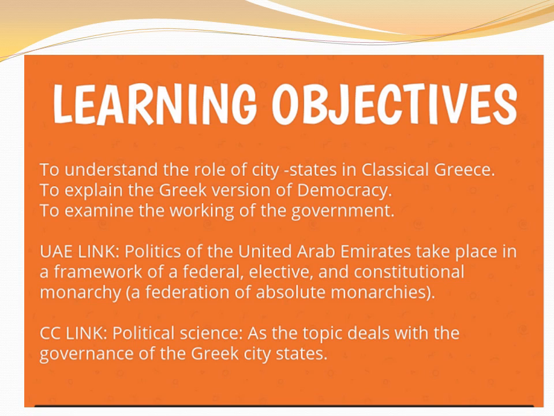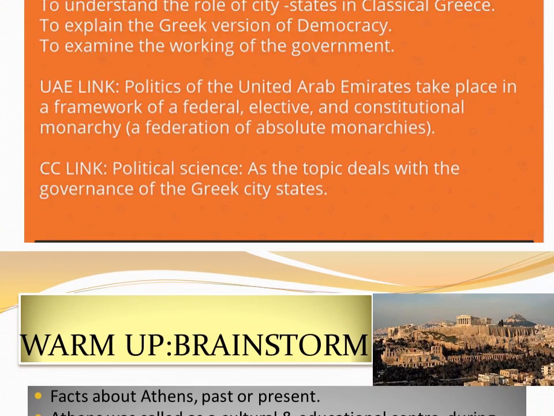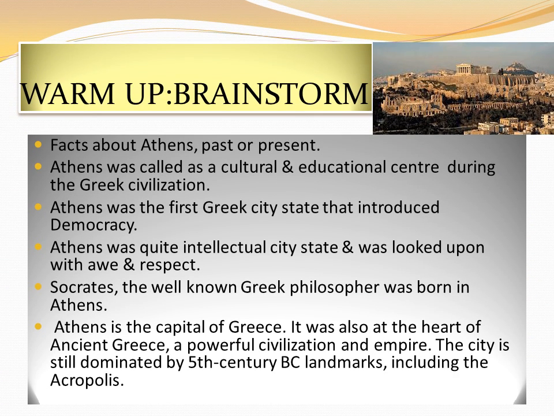The U.A.E link. Politics of the U.A.E takes place in a framework of a federal, elective and constitutional monarchy. That means it is a federation of absolute monarchies wherein the kings of all the 7 emirates hold certain designations in the governance. The CC link: it is linked with political science as the topic deals with the governance of the Greek city-states. Next, we have the warm-up exercise from the textbook.